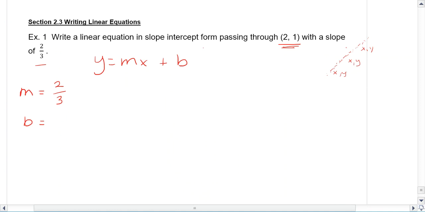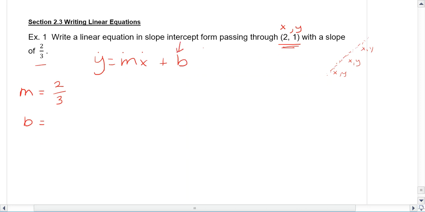And this ordered pair 2, 1 just happens to be one of these XY points that lies on the line that we're looking for. So of these four letters, Y, M, X, and B, we know M, and then I'll just come over here and label, this is XY. So of the four letters, we know three of them. Well, you're an algebra student. You can plug in the three numbers that you know and solve for the missing B. So this is the only one I don't know.